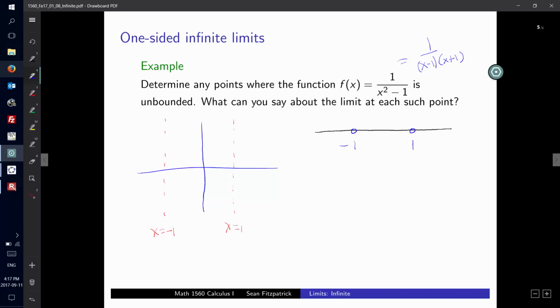And we can ask ourselves, okay, in each interval, less than minus 1, between minus 1 and 1, and then bigger than 1, what sign does the function have? Is it positive or is it negative? Well, if I put in an x value that's bigger than 1, then of course x squared is going to be bigger than 1. So the denominator is positive. The numerator is always 1, so the whole thing is positive, right?